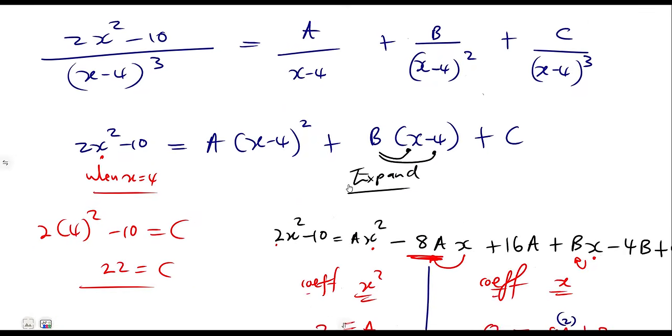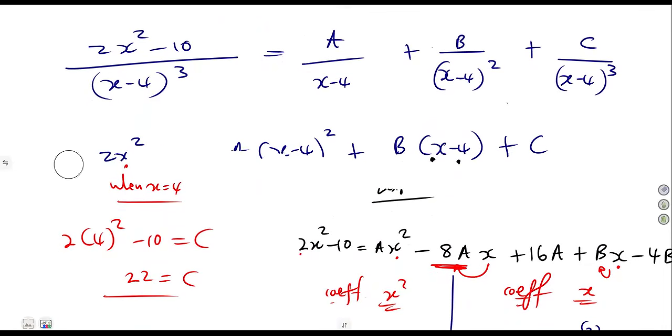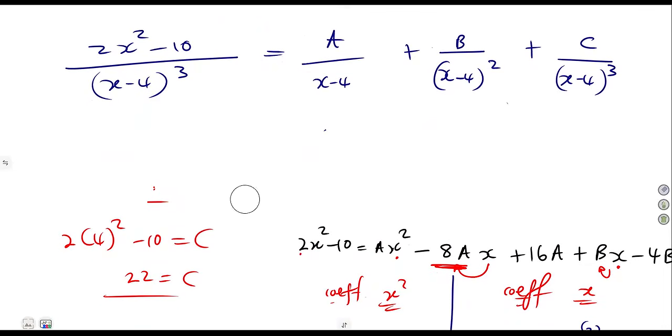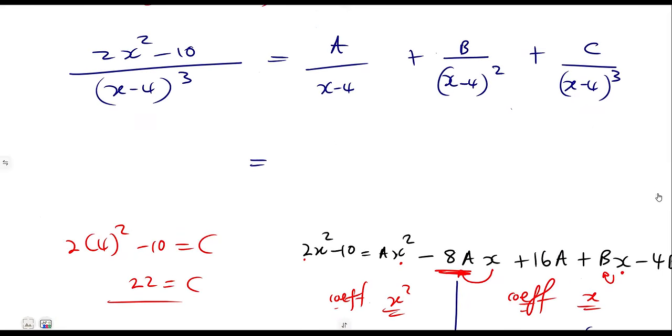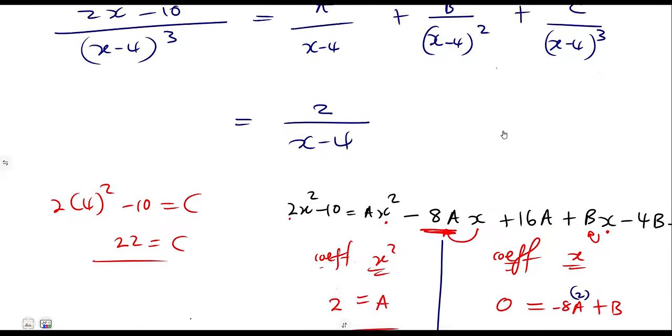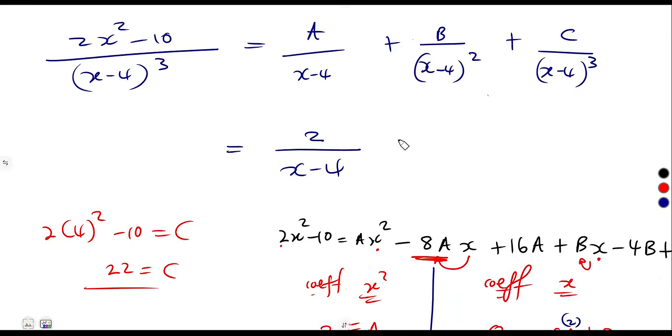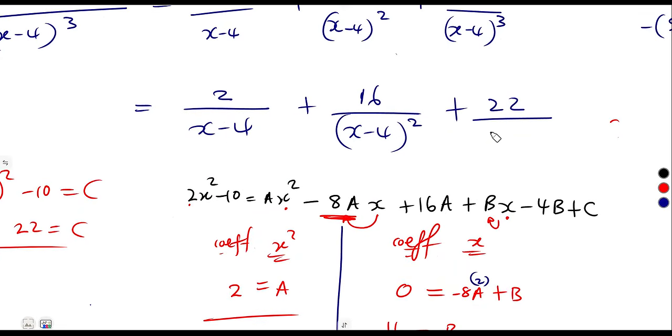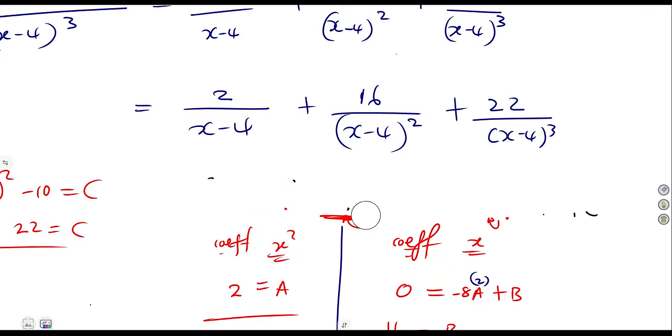We have expanded. So let us put back whatever we have here. After that expansion, since we have the value of a, b, and c, it was going to be simply our a, which is 2, so that's 2 over x minus 4. Our b, that is 16, so that's plus 16 over (x minus 4) squared. And our c is 22 over (x minus 4) cubed.